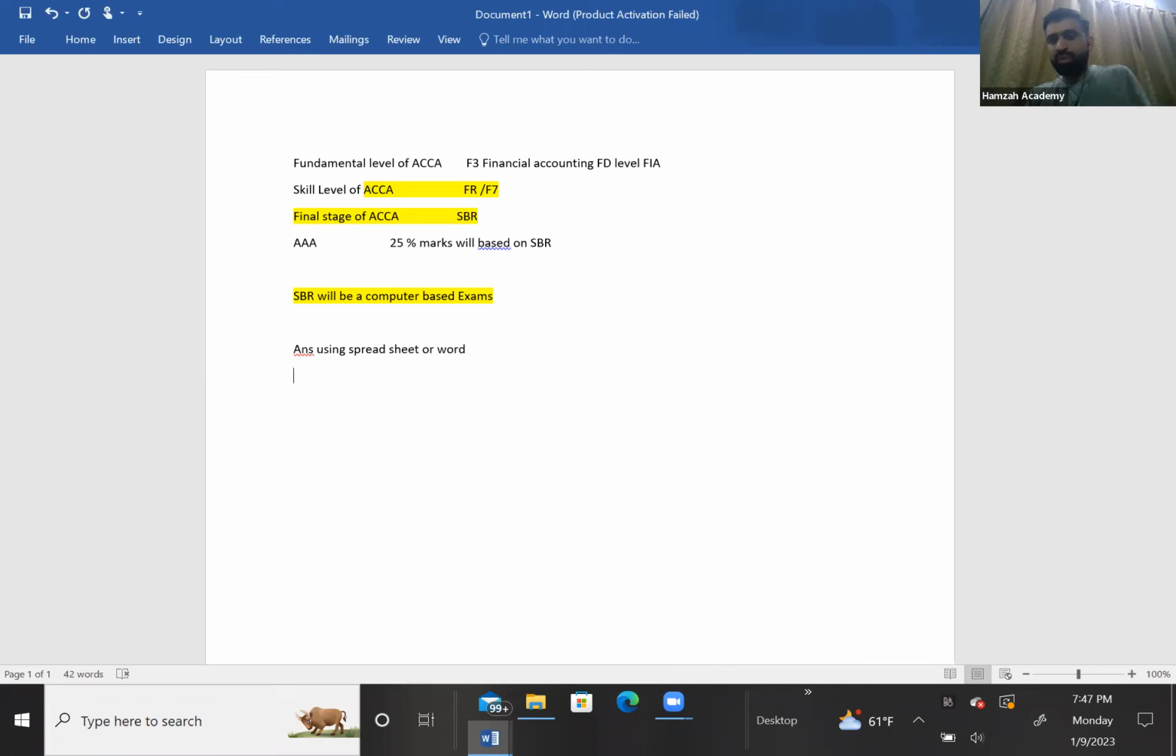I will show you the platform as well on which the exam will be conducted. But before that, we will discuss the exam pattern first of all. Then we will discuss the course plan, the topics which we are going to learn in this paper of SBR, Strategic Business Reporting. And after that, we will take a brief tour of the exam platform on which your exam is going to be conducted.